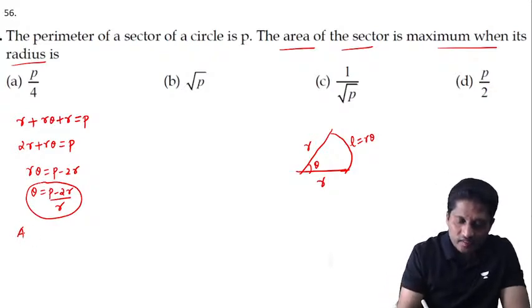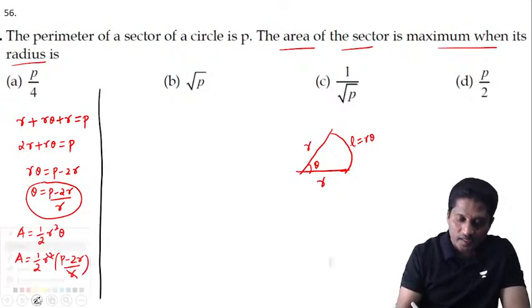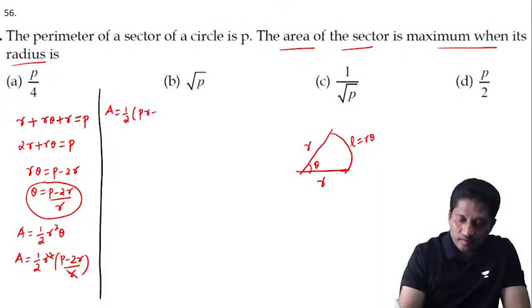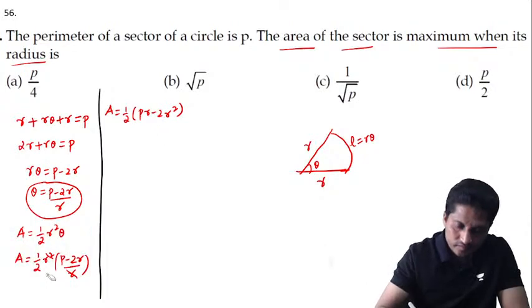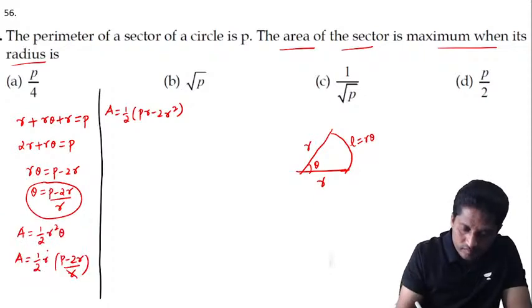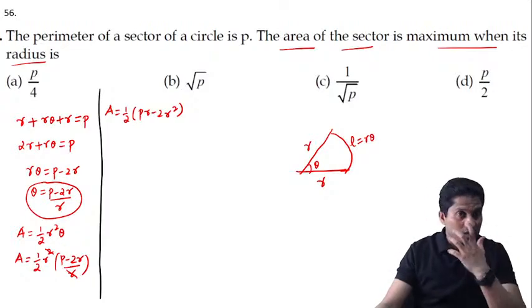Now area of a sector is equal to half R square into theta. If I substitute, area is equal to half of R square, theta will be equal to P minus 2R divided by R. This R will cancel with the square. Now if I multiply R inside, area is equal to half of P into R minus 2R square. Multiply R inside, you get PR minus 2R square.